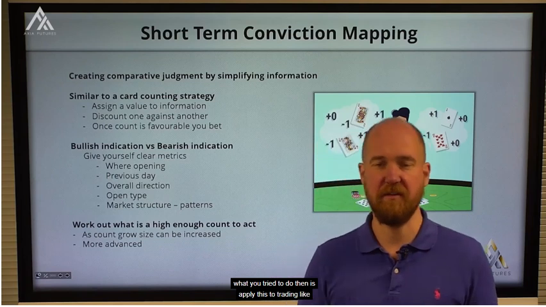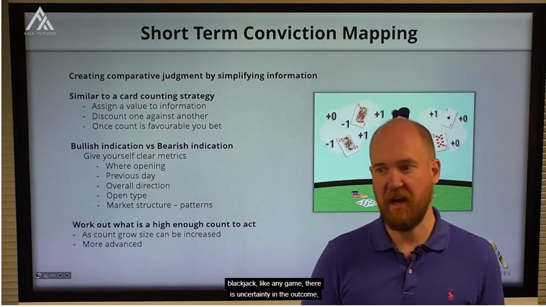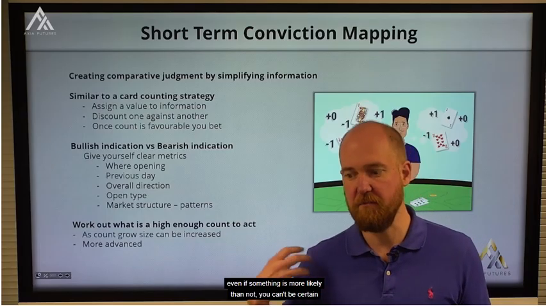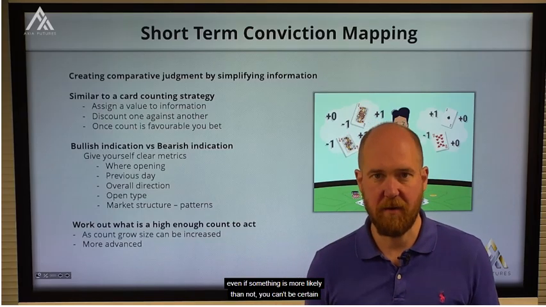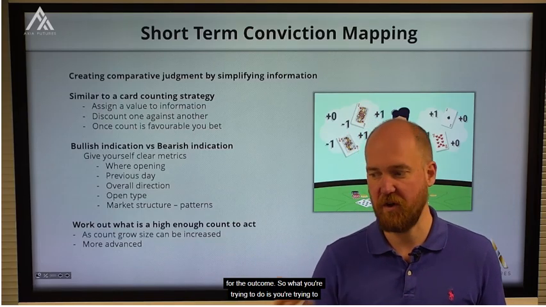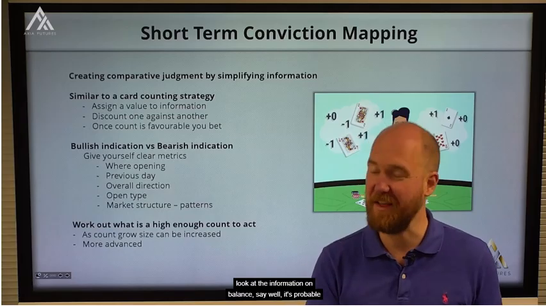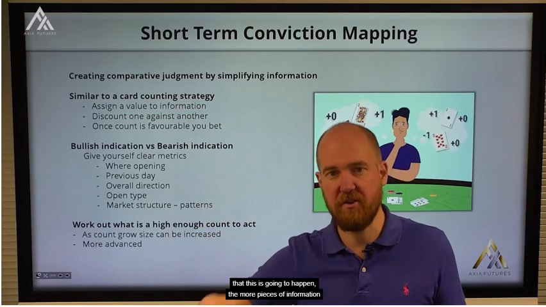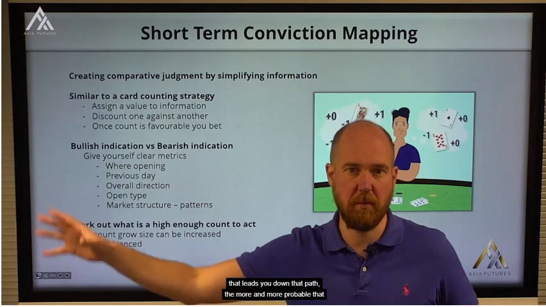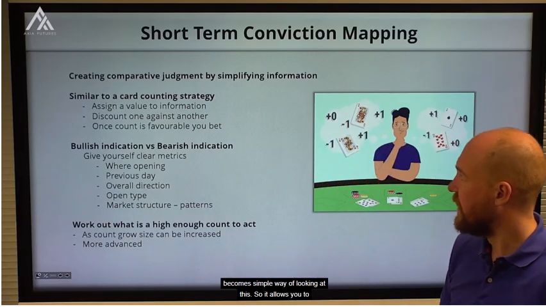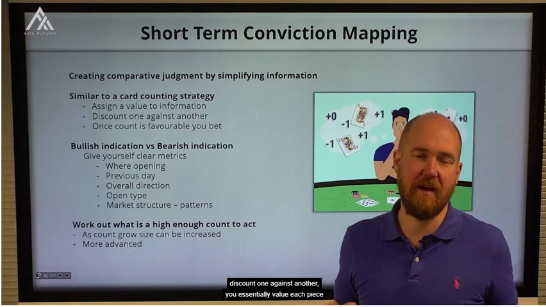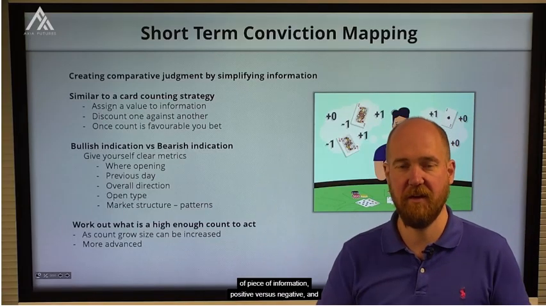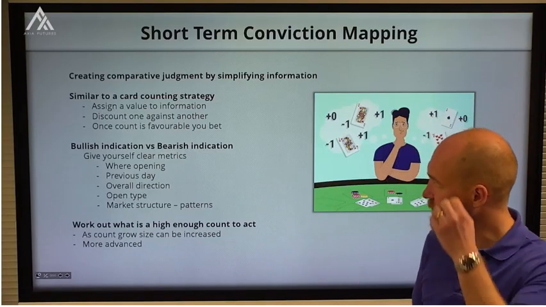And what you're trying to do then is apply this to trading. Like blackjack, like any game, there is uncertainty in the outcome. Even if something is more likely than not, you can't be certain of the outcome. So you're trying to look at the information on balance and say, well, it's probable that this is going to happen. The more pieces of information that lead you down that path, the more and more probable that becomes. Simple way of looking at this. So it allows you to discount one against another. You essentially value each piece of information, positive versus negative, and tally them off against each other.